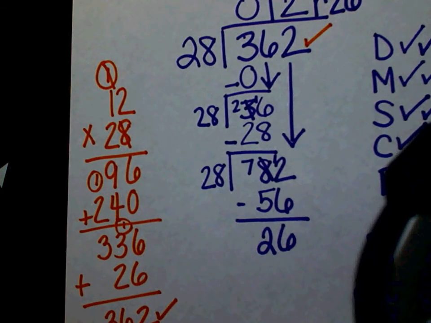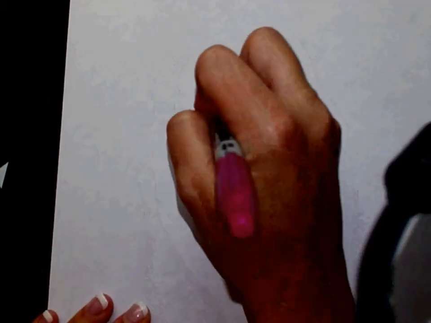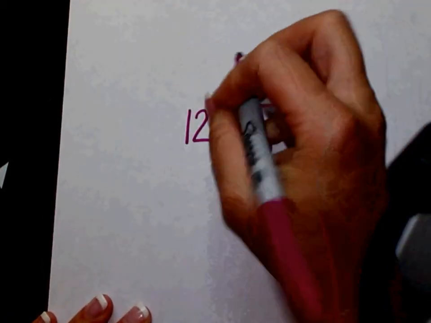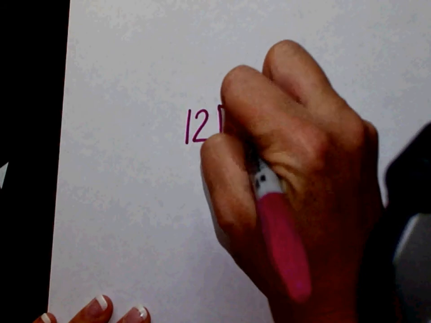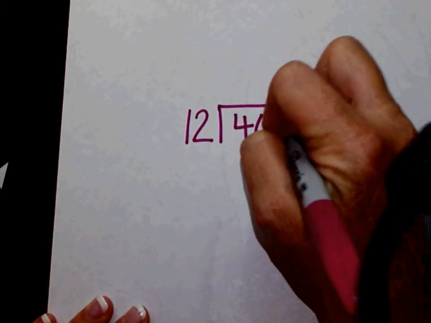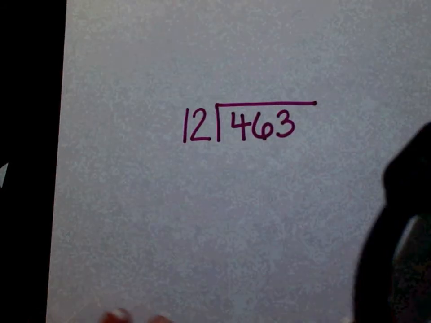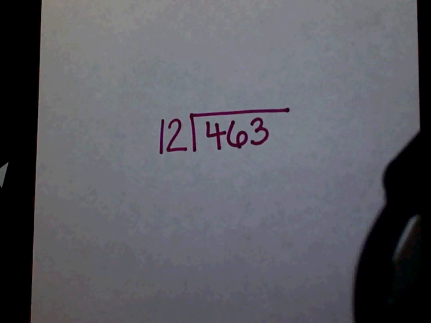Let's have you try one on your own. Let's have you do 12 and 463. Go ahead and pause the video, try it on your own, then come back and check. Okay, so you should have tried this on your own.